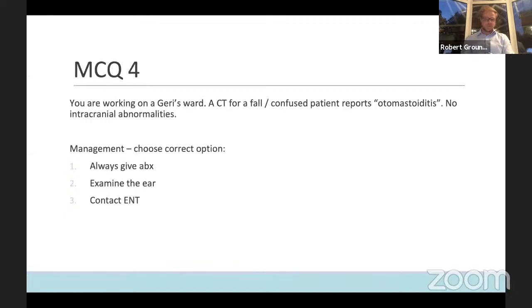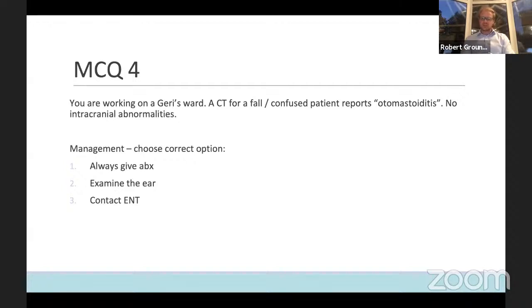Great. And finally, you're a foundation doctor working on your geriatrics ward, a patient who's confused, has had a fall and ends up with a CT scan. And I think we've seen that very commonly. And then a little bit surprisingly, on the report, it comes back saying that they've got otomastoiditis, but no obvious intracranial abnormalities and no bleed on the brain. So what do you do at this point?